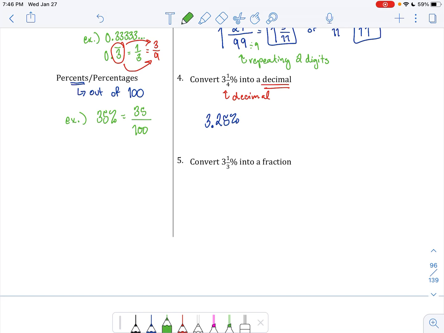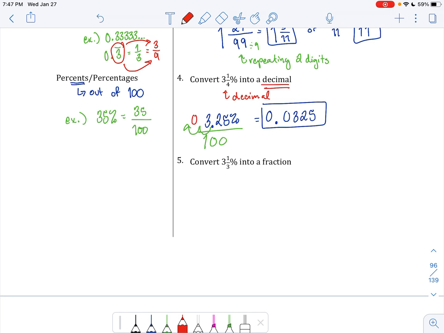Then when you make it out of 100, divide by 100, and remember dividing by 100 moves the decimal place 2 spots. So it's point, and we fill that missing spot in with a 0. 0.0325, and we like to put a 0 in front like so.